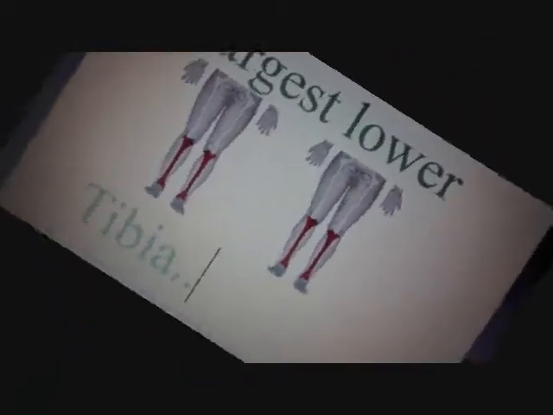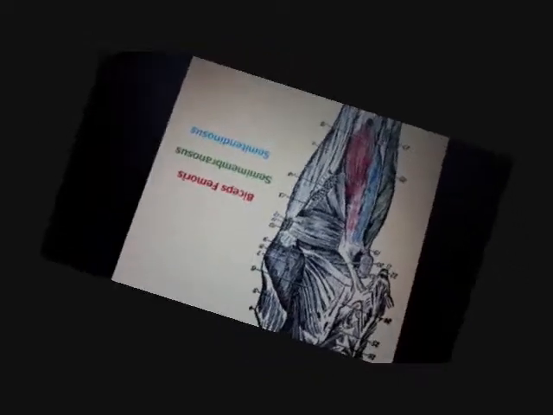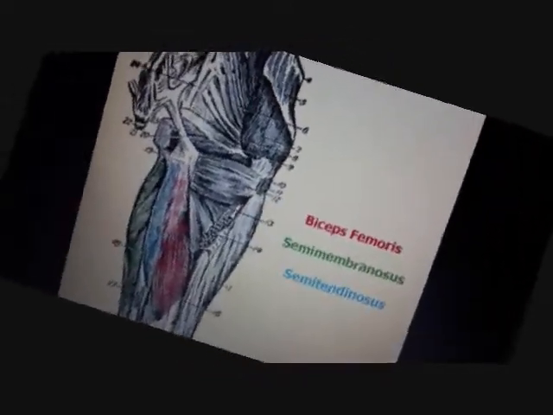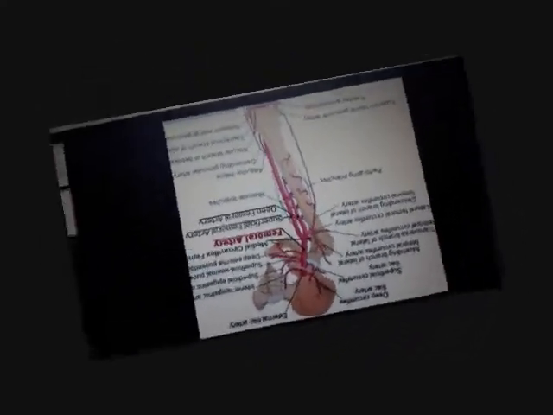How many muscles make up the hamstring muscles and give their names? So there's 3. There's 3: the semimembranosus, semitendinosus, and the biceps femoris. What is the largest artery in the lower extremities? It's the femoral artery. The femoral artery is the largest artery in the lower extremities.